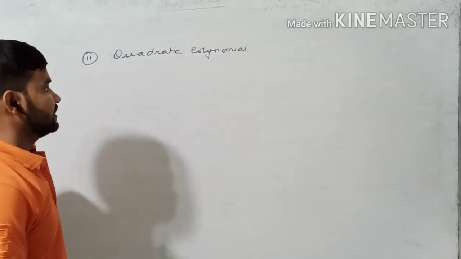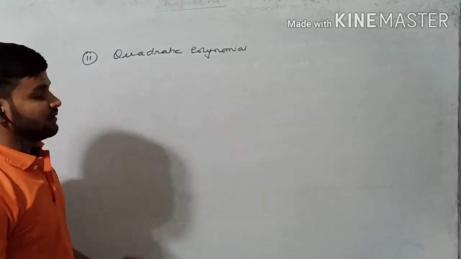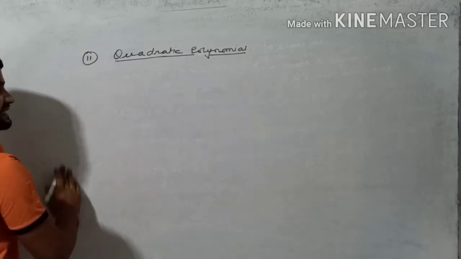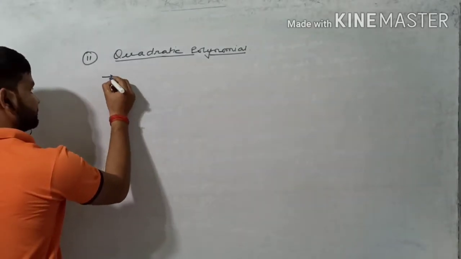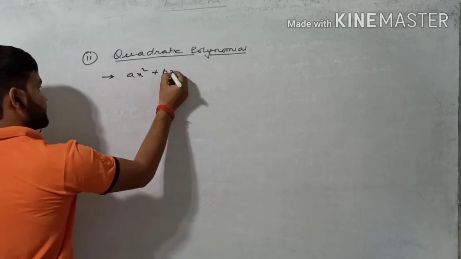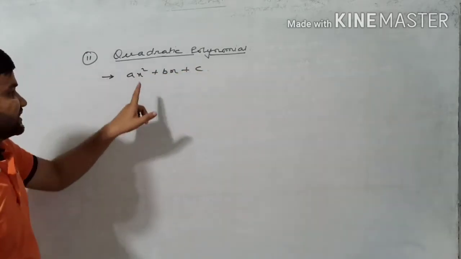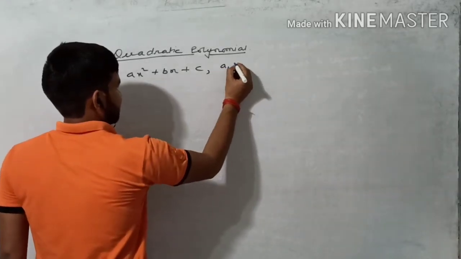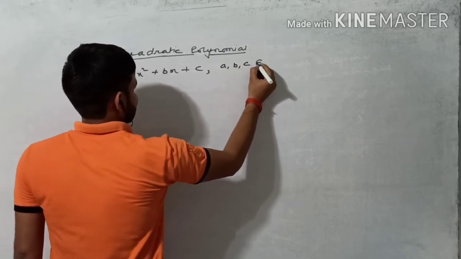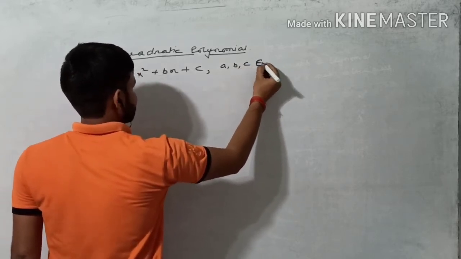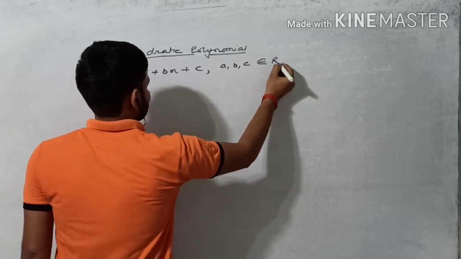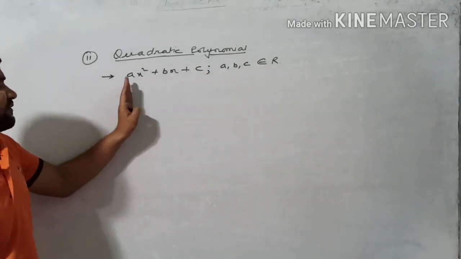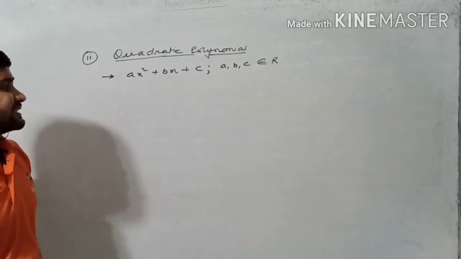Next point is quadratic polynomial. Here we can clearly understand that quadratic means degree 2 polynomials. The standard form is ax square plus bx plus c. That means power 2 polynomial. Here a, b, c belong to real numbers. That means a, b, c are real numbers. The standard form of a quadratic polynomial is ax square plus bx plus c.